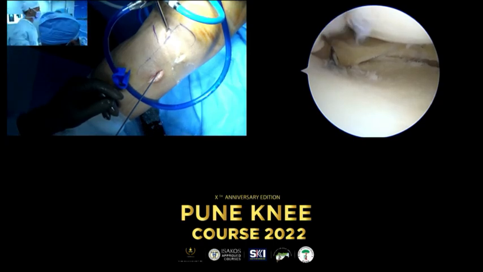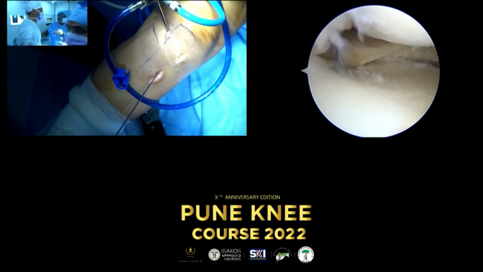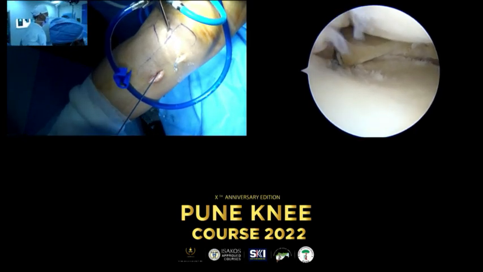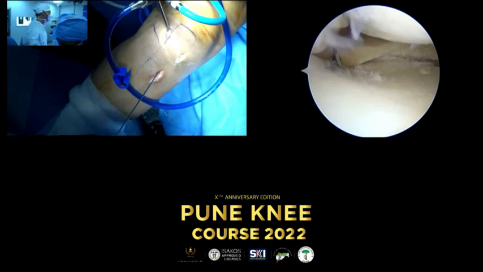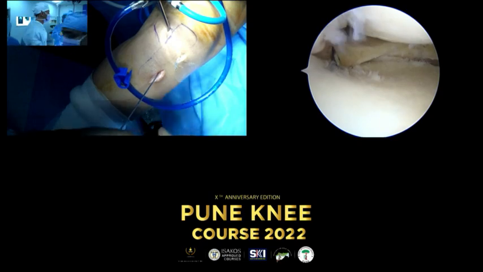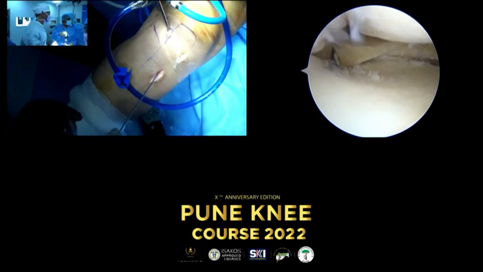Yeah, for root repair, at the end, it depends on the technique you choose. It can be done with a full tibial tunnel, with a retro reamer, or with some companies' small guide wires.